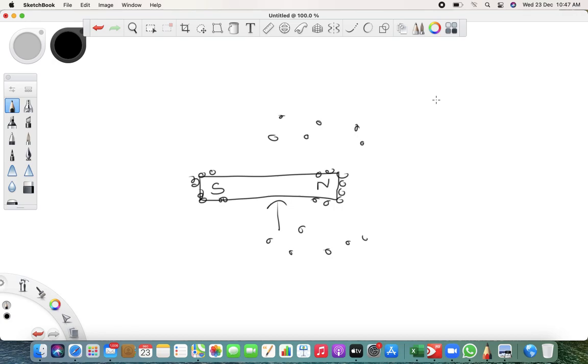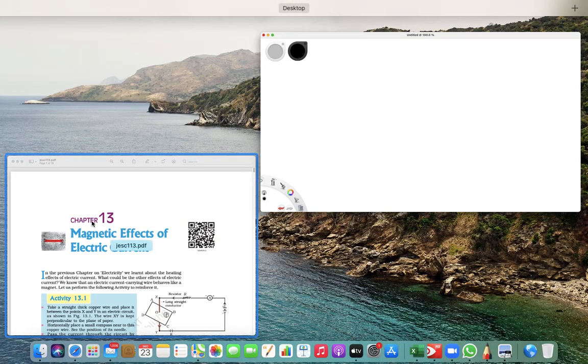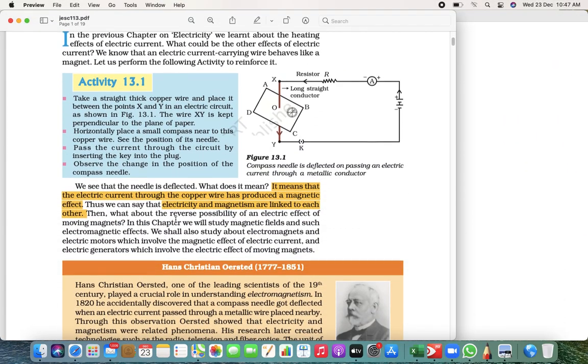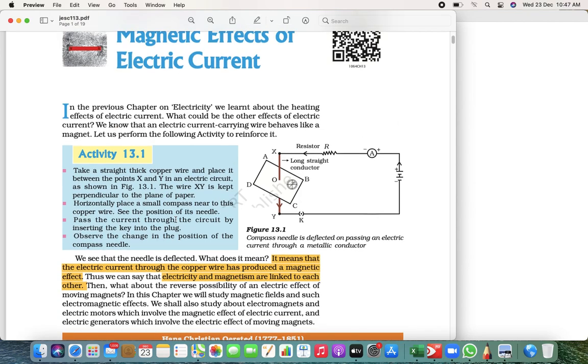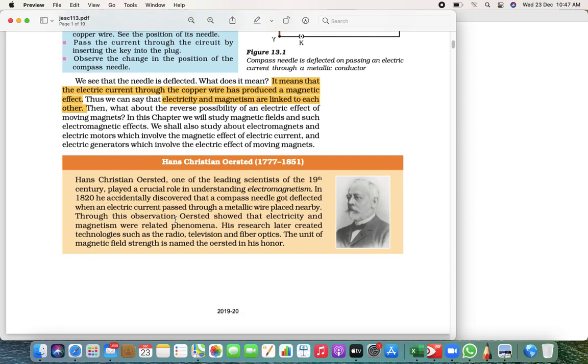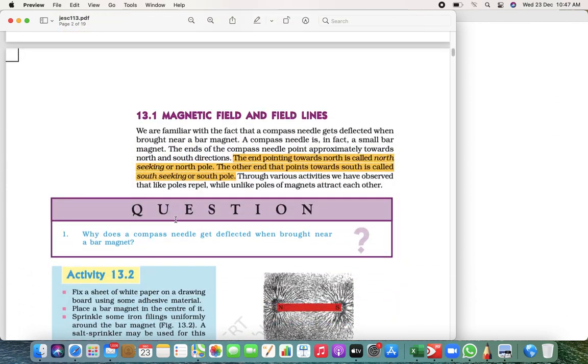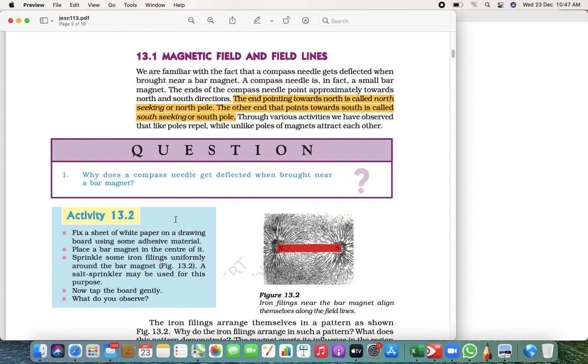Why do two poles, like poles repel and unlike poles attract? Questions are many. But before that, let us see in your book. I'll come to this first page a little later. Who is this person and what? Let us talk first about magnetic field.